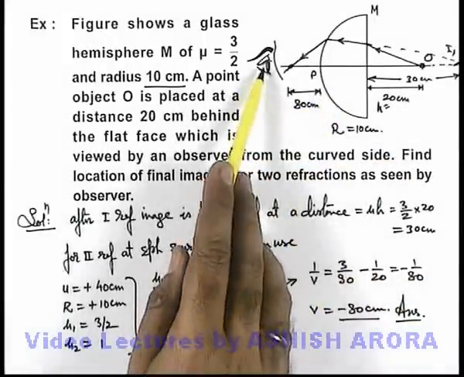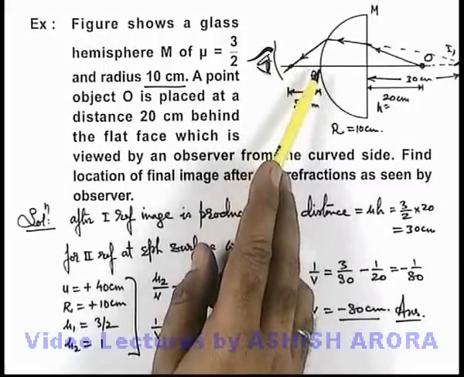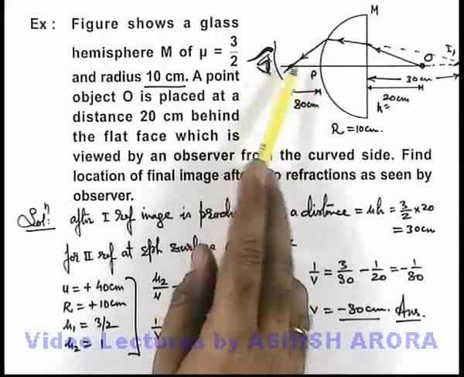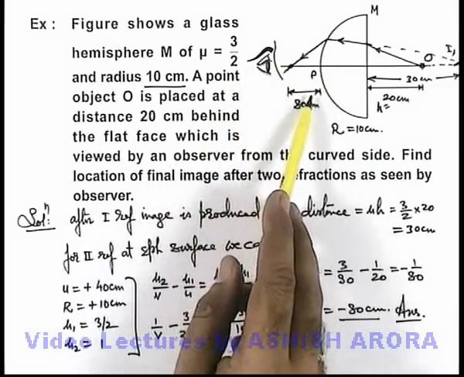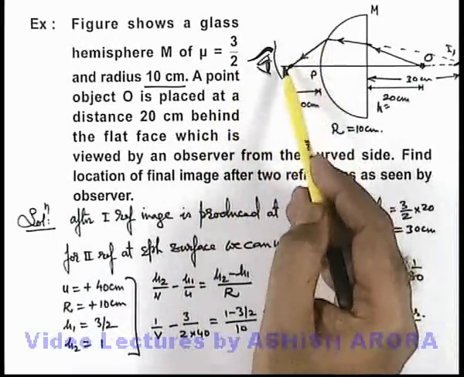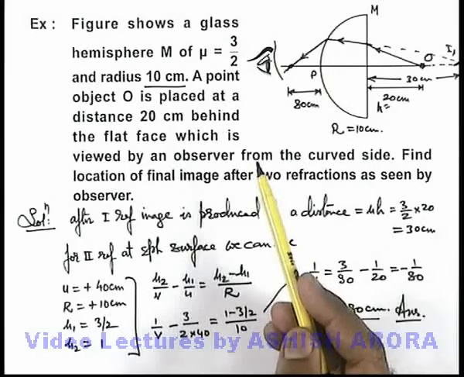But if the observer is quite close to the spherical surface, then you won't be able to see anything if their position is at a distance less than 80 cm, because converging rays will be incident into the observer's eye.